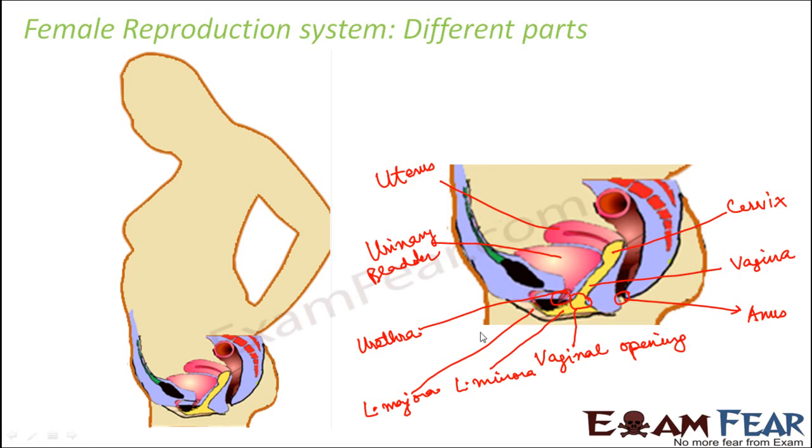So these are some of the important parts of the female reproductive system. I hope now the structure of the female reproductive system is also clear.